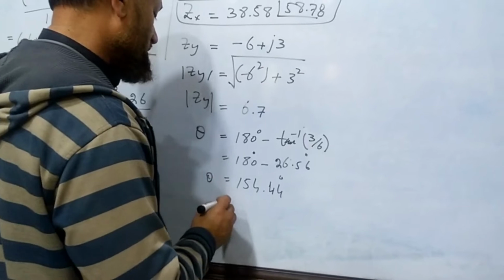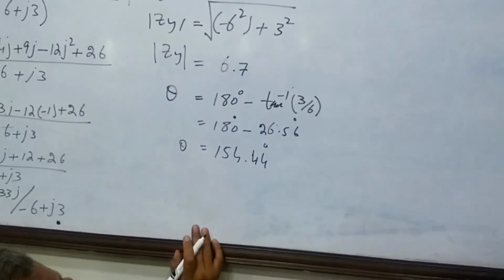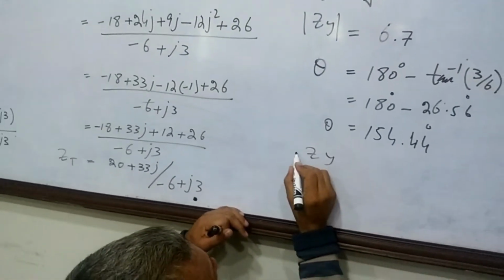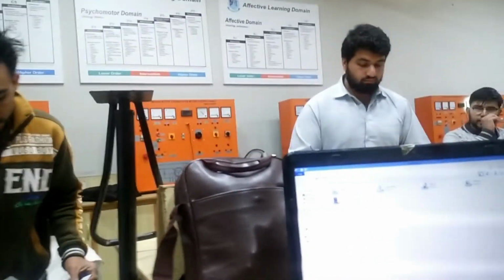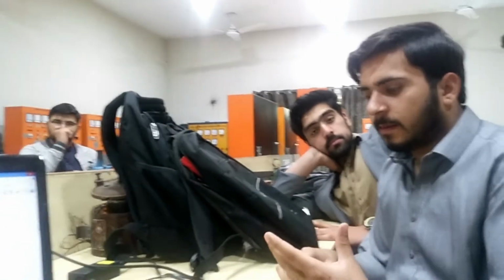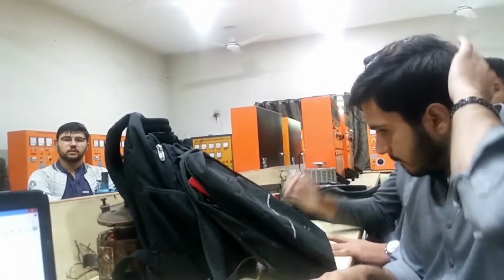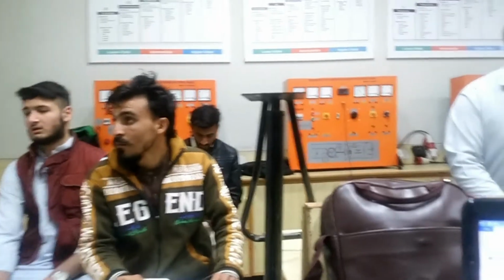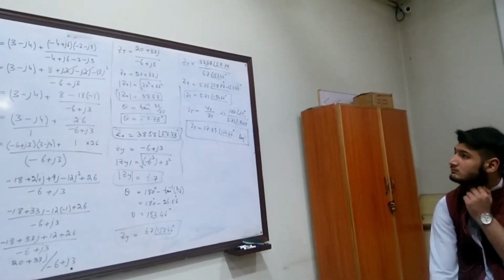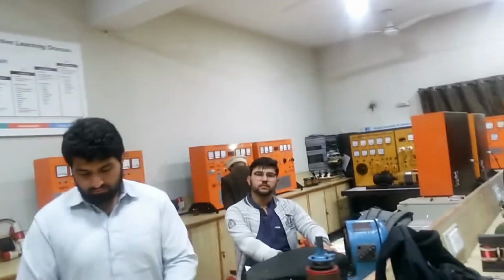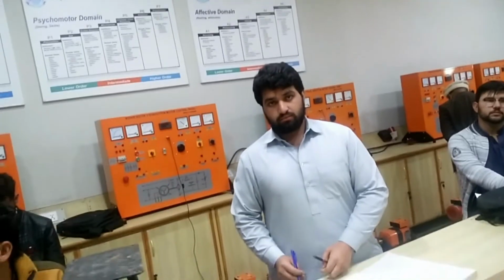So look at over here, zy is 6.7 angle 153.44. Up till this point, did you understand the process of analysis of this circuit? Now after that we just calculate the I total. After that we will find I1 and I2 using the current divider formula.